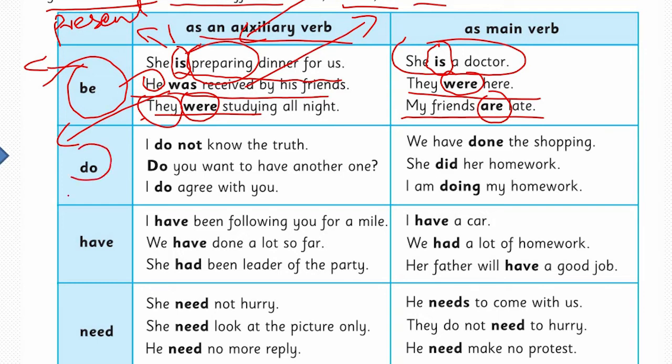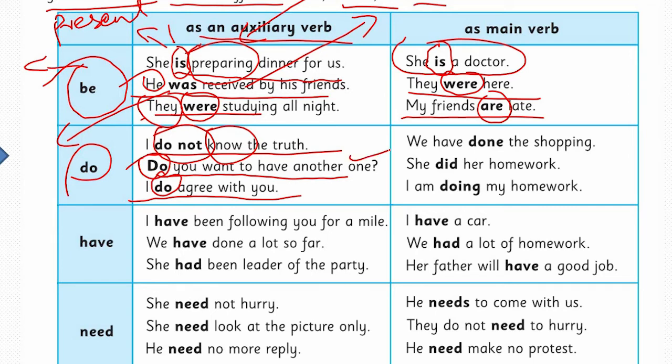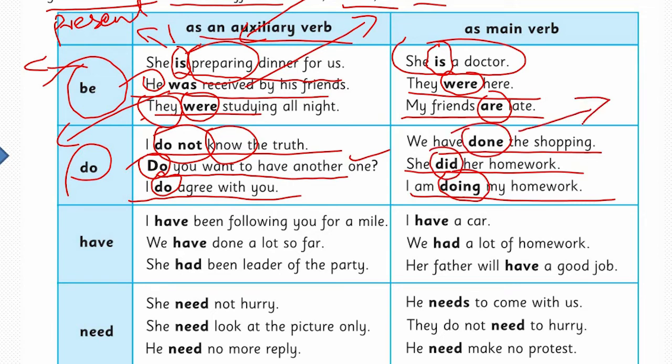The second one, do. I do not know the truth. Know is the main verb here and do not is a helping or auxiliary verb. Do you want to have another one? I do agree with you. The do is an auxiliary verb here. This is the question form. We have done the shopping. She did her homework. I am doing my homework. Here doing, did or done is the main verb. Done is in the present perfect tense, did is the past simple tense and doing is the present continuous tense. I know you are familiar with all the tenses.